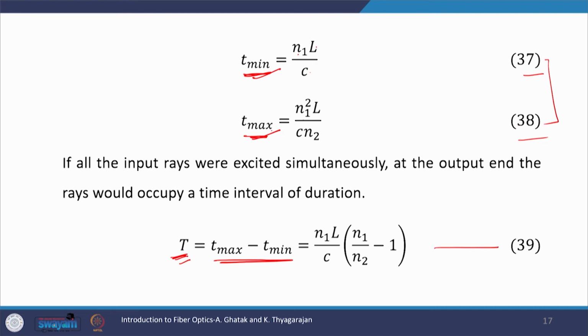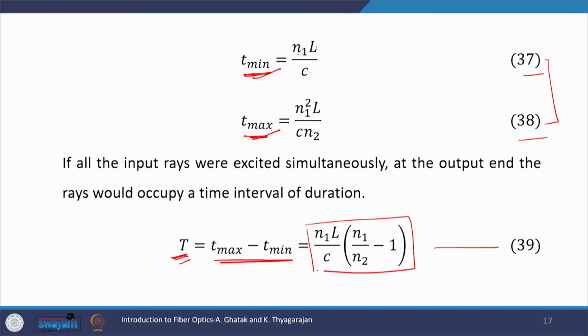And here we see that if the rays are inclined at different angles, they appear at different times and they lead to pulse broadening, and the broadening is equal to this value. This is given by equation number 39. This is how we calculate the pulse broadening.